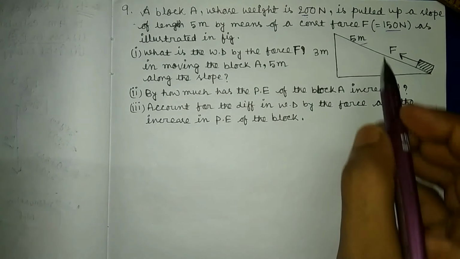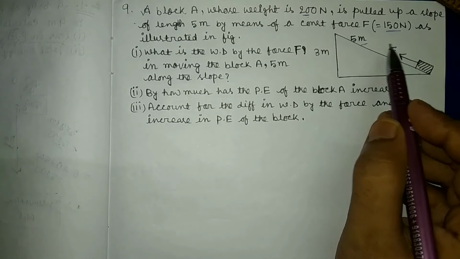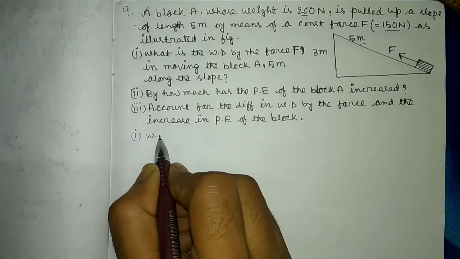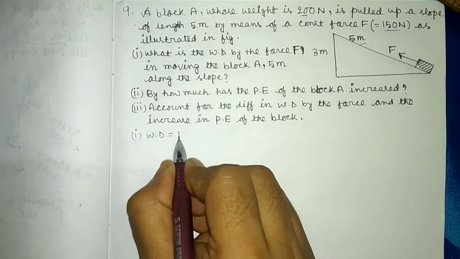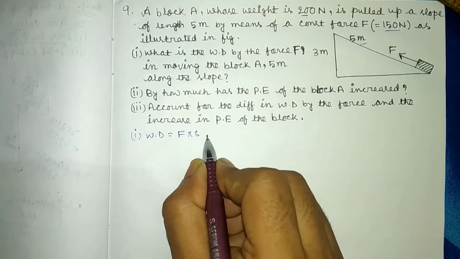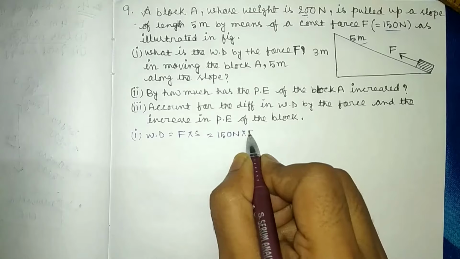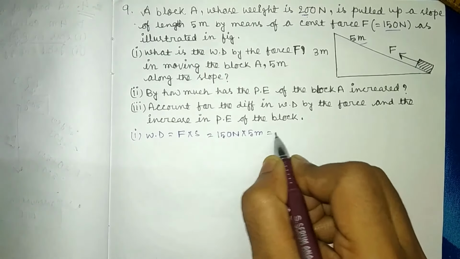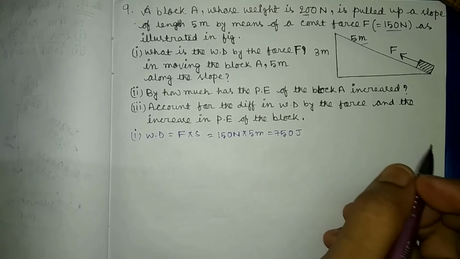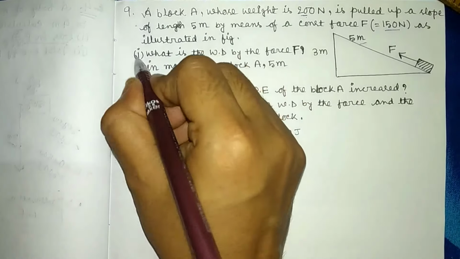Here displacement is 5 meter in the same direction as the force. So here work done equals, we know, force into displacement. Therefore, it will be equal to 150 Newton into 5 meter. Therefore, it will be 750 Joule. So, the first part is very clear and the work done is 750 Joule.